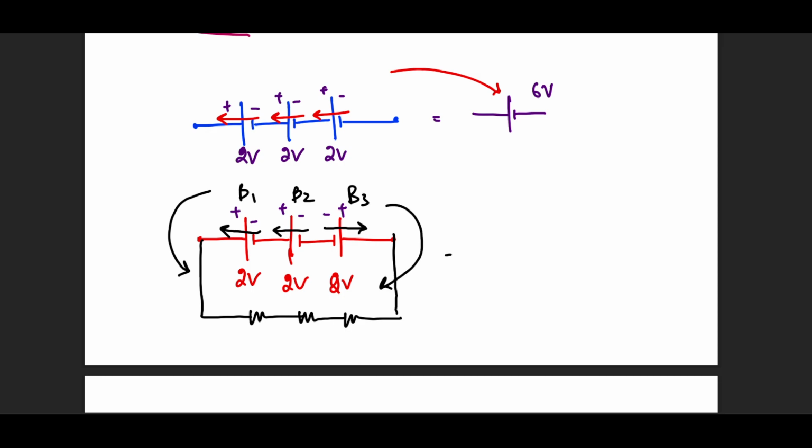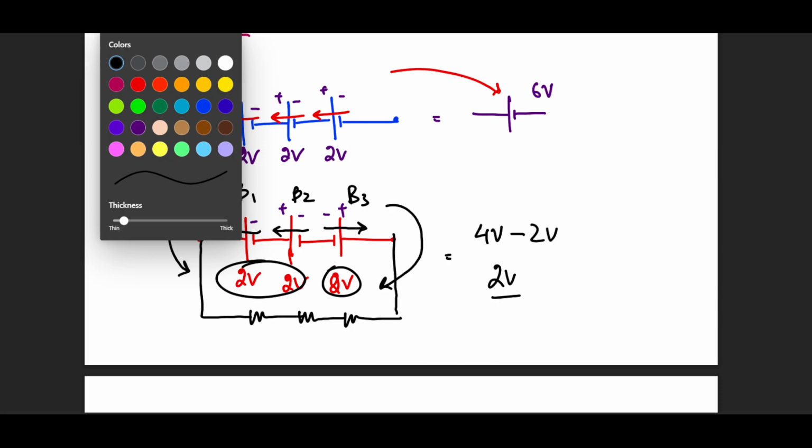So in turn, I can say that two batteries are working together. One battery is opposing that. So it will be 4 volts by combining these two batteries, minus this battery, which is acting against it. So what are we left with? We're left with effectively only 2 volts in the circuit.